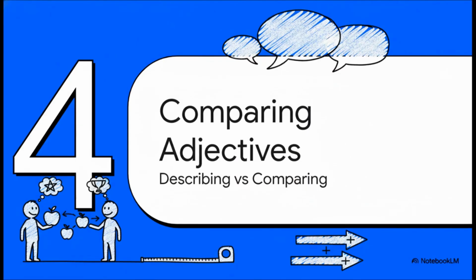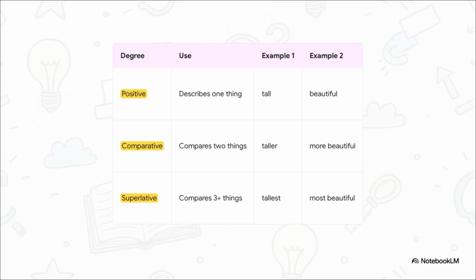So adjectives are great for describing one thing. But what if you want to compare 2 things, or 3 things, or more? Well, that's another one of their superpowers. To do this, we use what we call the 3 degrees of comparison. This chart breaks it down perfectly. You start at the positive degree. That's your basic adjective, like tall or beautiful. To compare 2 things, you shift into the comparative degree, which usually means adding er or the word more. So taller or more beautiful.